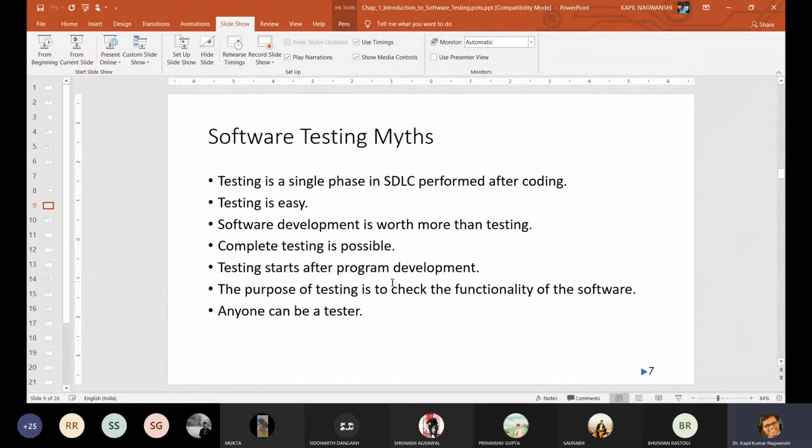Testing starts after program development? No, testing starts before program development. Test design is there. Test analysis is there. The purpose of testing is to check the functionality of the software only? No, it is not like that.